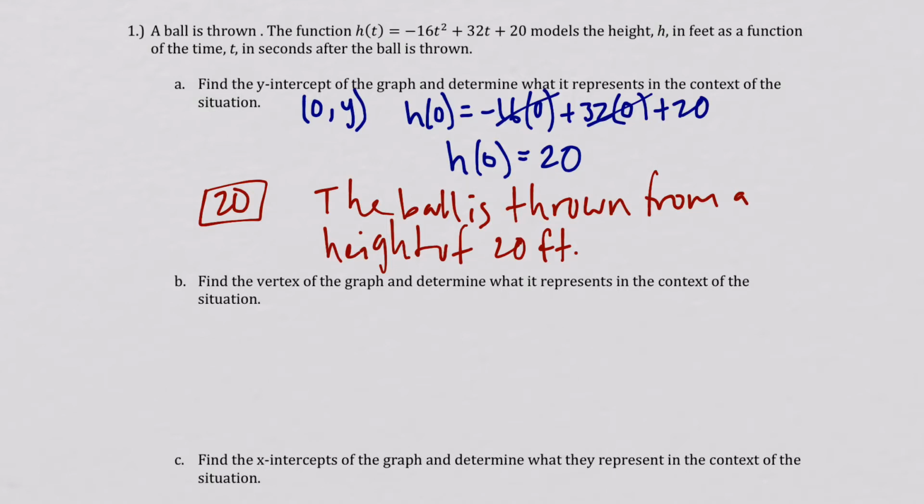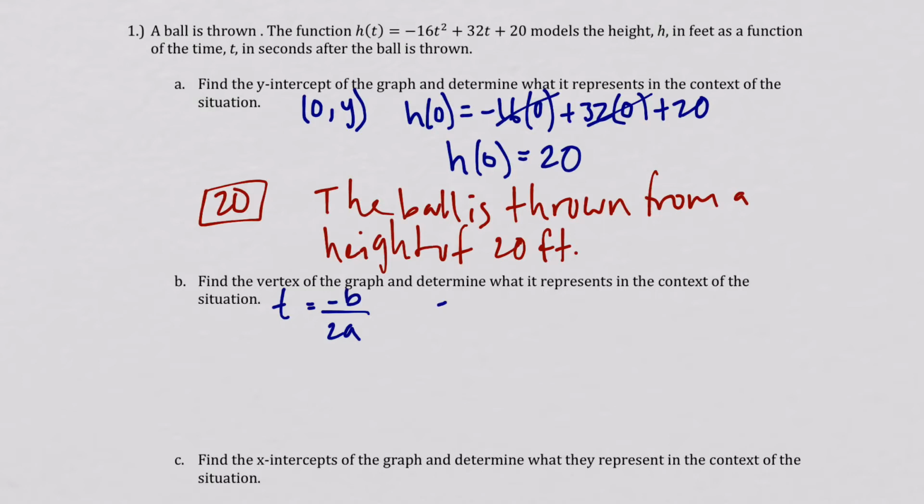Part B, find the vertex of the graph and determine what it represents in the context of the situation. So once again, let's find the vertex. If you recall, the formula x equals negative b over 2a will give me the axis of symmetry, and then I'll plug in to find the y value. In this case, it's not x, it's t. So let me fix that and say t equals negative b over 2a, but it's the same idea.